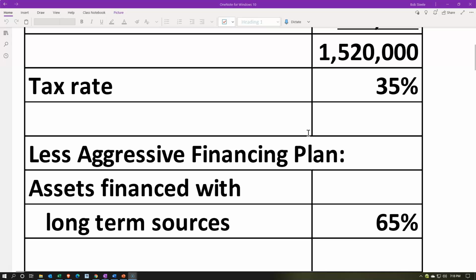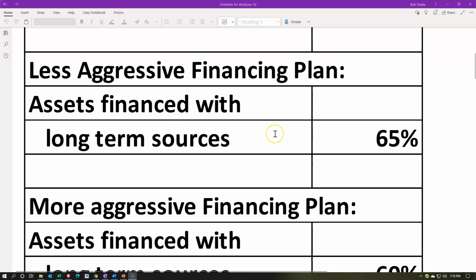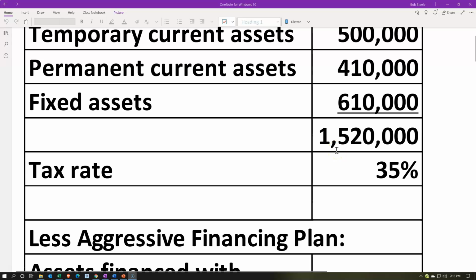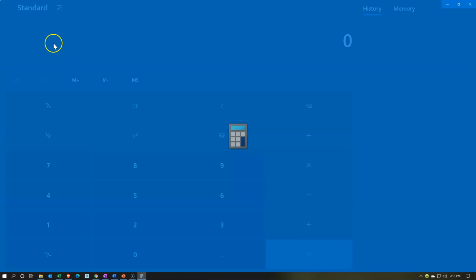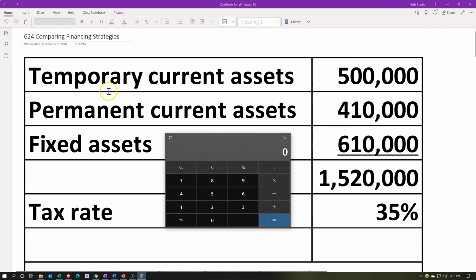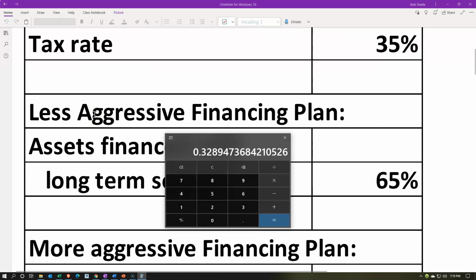We've got a 35% tax rate. Then we have the less aggressive financing plan, where we're going to say the assets financed with long-term sources are 65%. So notice we're just taking the total assets times 65%. Now, if you think about that, we might say, if I pull out the trusty calculator here, how does that line up if I had the temporary current assets at the 500,000 divided by the total 1,520,000, then 32% are temporary assets here, and we're doing 65% on the long term.